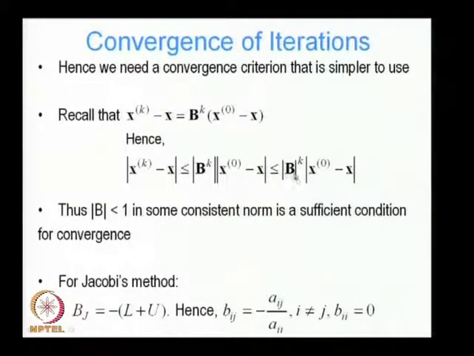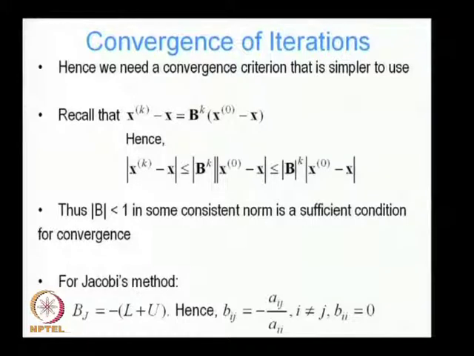So, if mod of b is less than 1, as we increase the number of iterations, this term is going to become smaller and smaller. Therefore, xk minus x is going to become smaller and smaller also, because it must be less than this term, and this term is becoming smaller and smaller with the number of iterations. So, xk is going to approach my true solution x. Thus, if we can show that mod of B is less than 1 in some consistent norm, this is a sufficient condition for convergence.